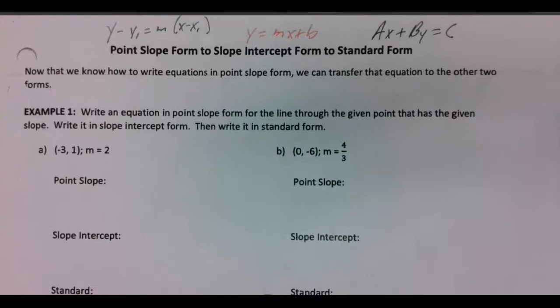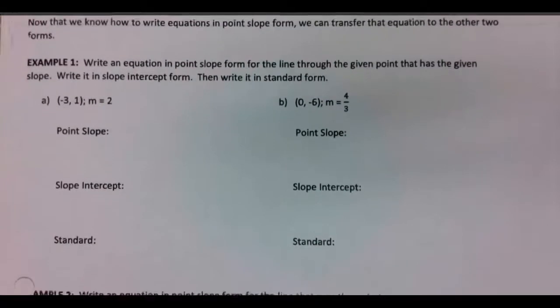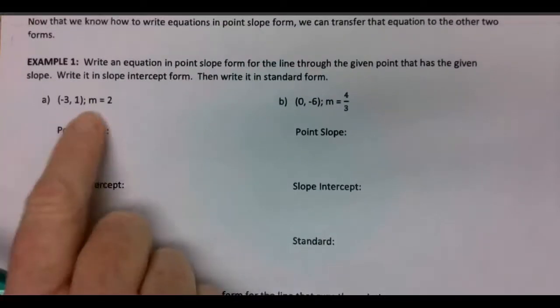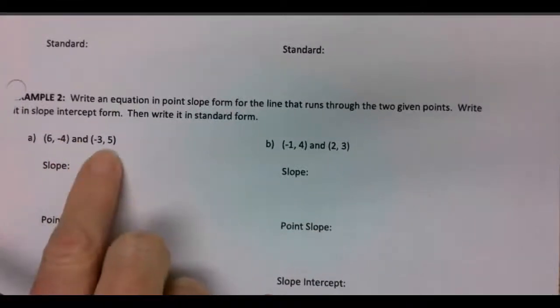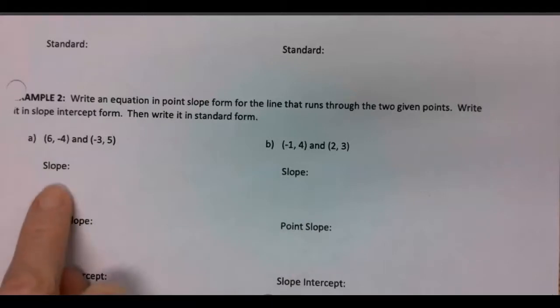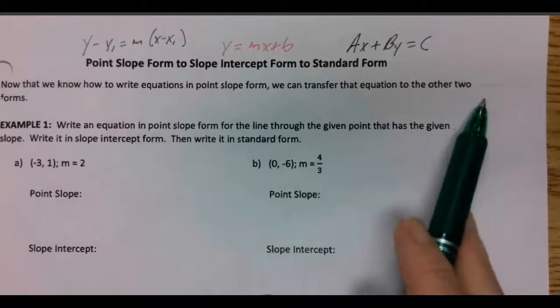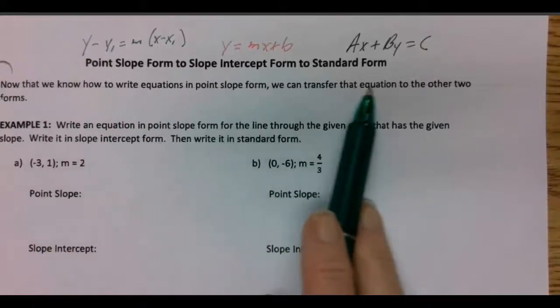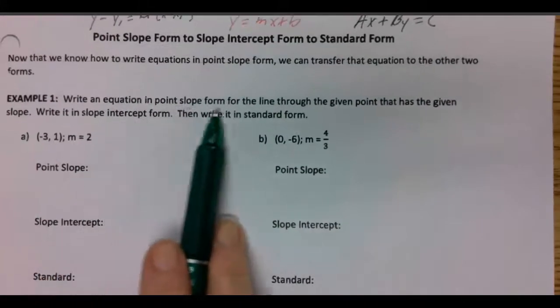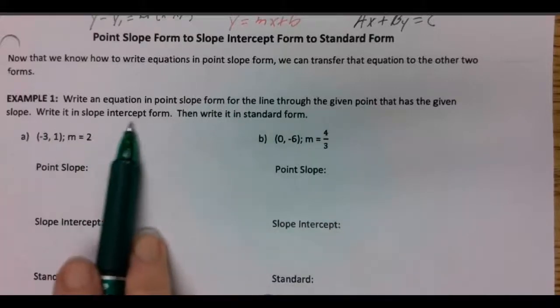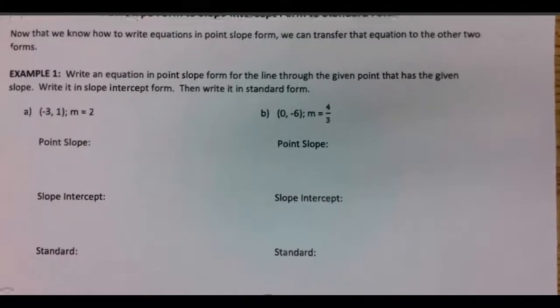We're going to start with one and go to the other. We're going to be given the information in two different ways. First, we're going to be given the point and slope. Yay, easy. Second, we're going to be given 2 points, okay? Not anything real difficult. You can see it even tells us the first thing we're going to do is find slope. So now we can transfer the equation from one to the other. Write an equation in point slope form. That is given, write in slope intercept, then in standard form. So here we go, okay?